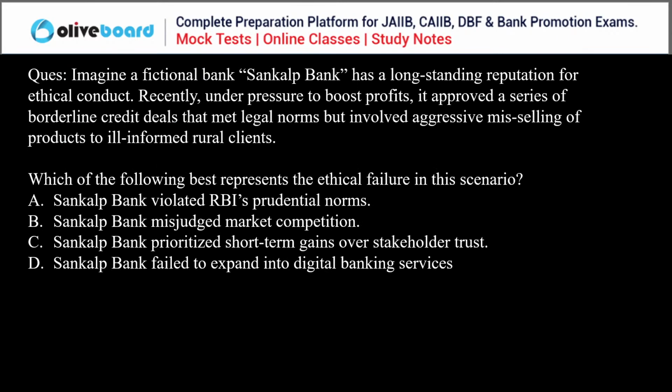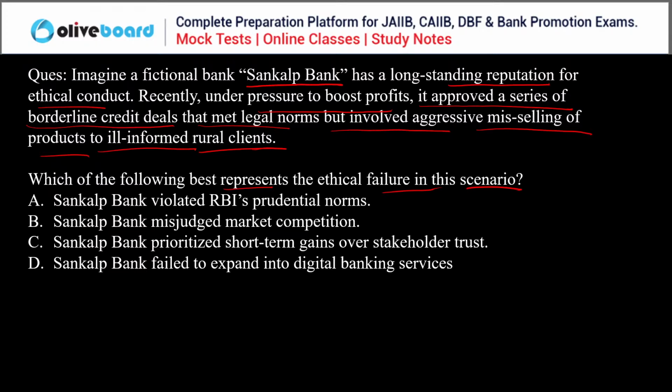Now, next question. Imagine a fictional bank, Sankal Bank, has a long standing reputation for ethical conduct. Recently, under pressure to boost profit, it approved a series of borderline credit deals that met legal norms but involved aggressive mis-selling of the product to ill-informed rural clients. Which of the following best represents the ethical failure in this scenario?